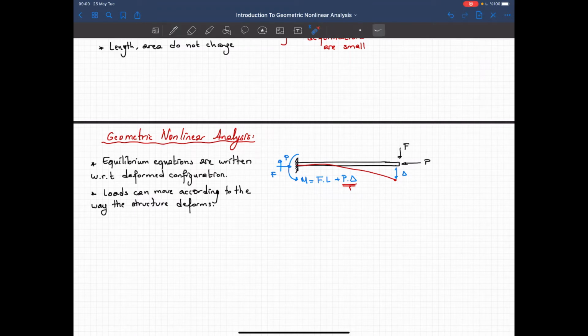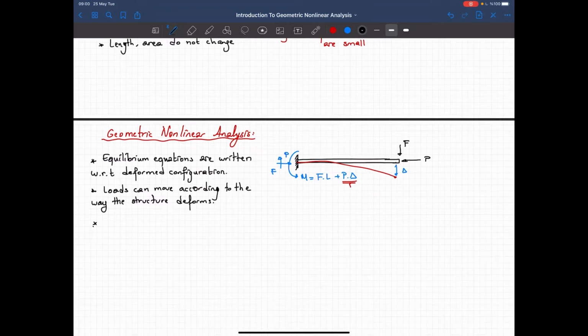So in other words, I actually move the loads here and rewrite my equilibrium equations. That's why I was able to see the second order moment due to that axial force. So these are the things related to the equilibrium equations.